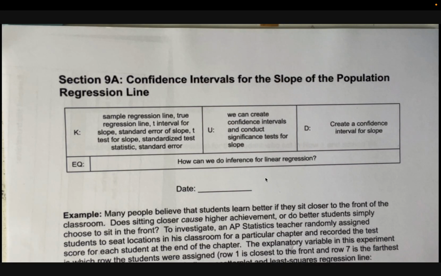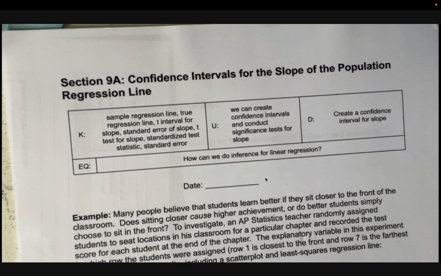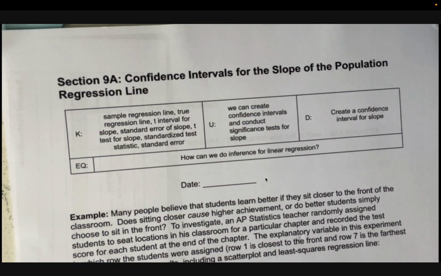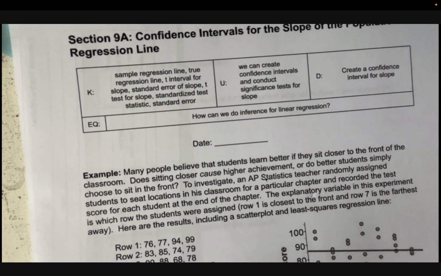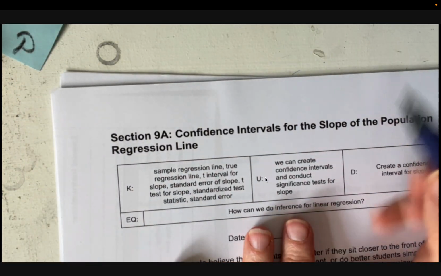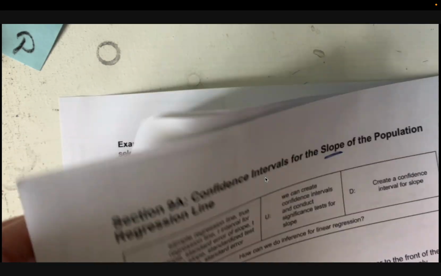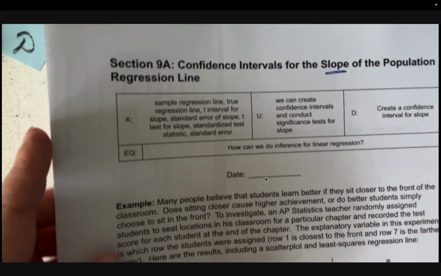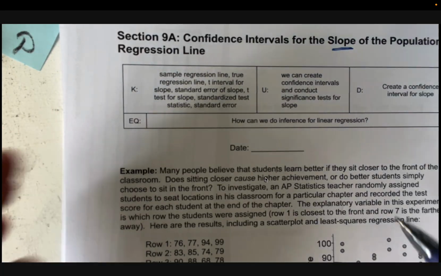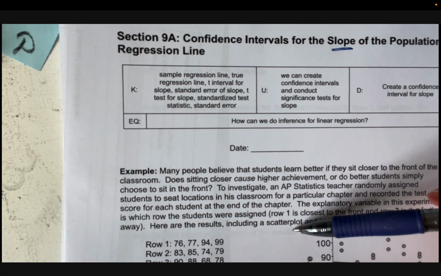This is section 9A. You'll see I had to print it at home, so the formatting got all funky. You can see that it's going to be pretty similar to what we just did in Unit 2. You're talking about slope and so on. You actually should be able to read this problem and answer 1 through 8.